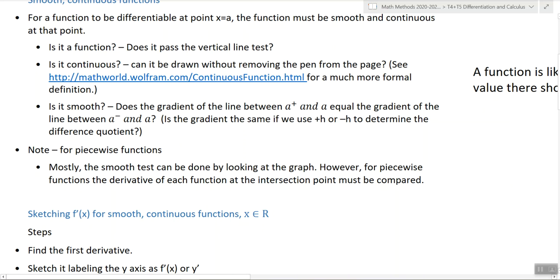So if you're going to look at a piecewise function, you must look at that intersection point, so that A point on the graph. Okay, you must compare at that A point. Does that make sense? So if you get a piecewise function example, find the derivative for both of the functions in the piecewise at that A value. The question will probably give you that A value. So it could be x equals 1, it could be x equals -1, whatever it is.